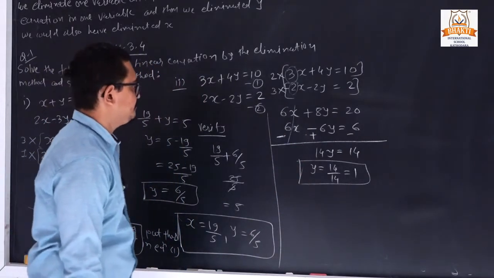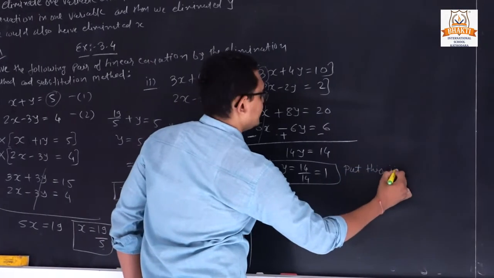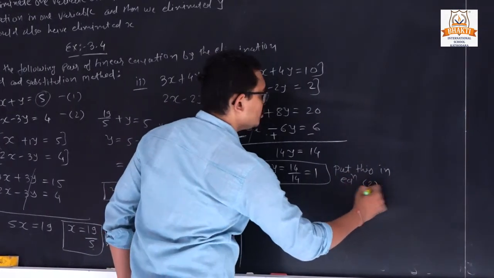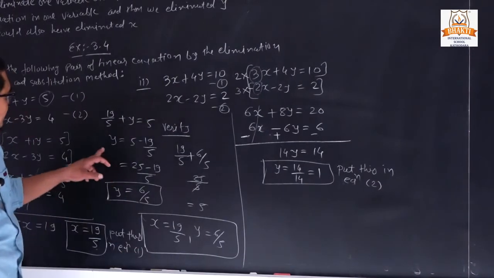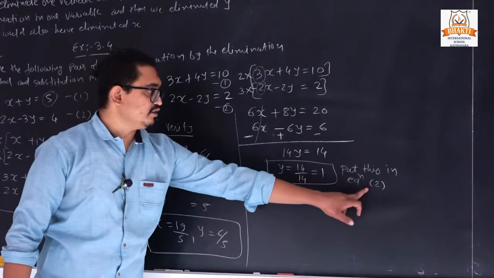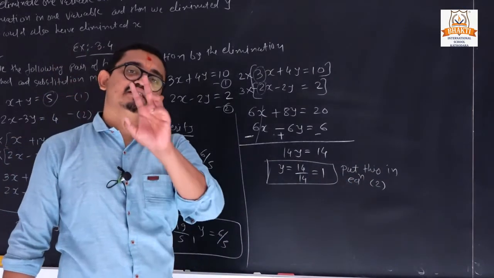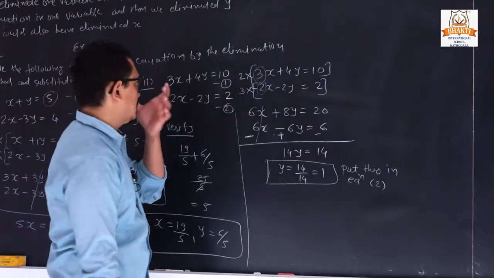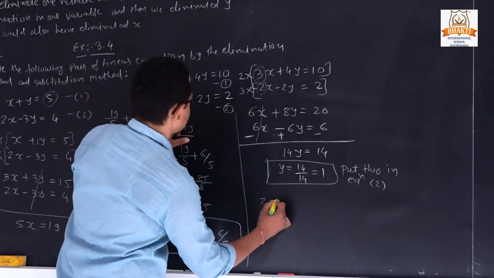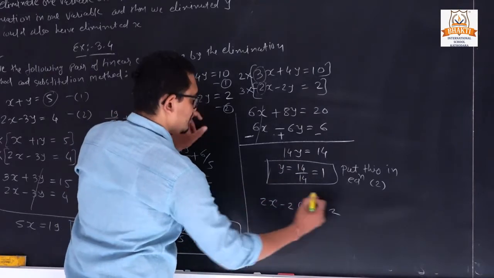Now next, put this in equation number 2. In the first example we put this value in the first equation, but now we can put it into the second. If you put it in equation 1 or 2, in both we get the same answer. So 2x minus 2y, with y replaced with 1, is equal to 2.